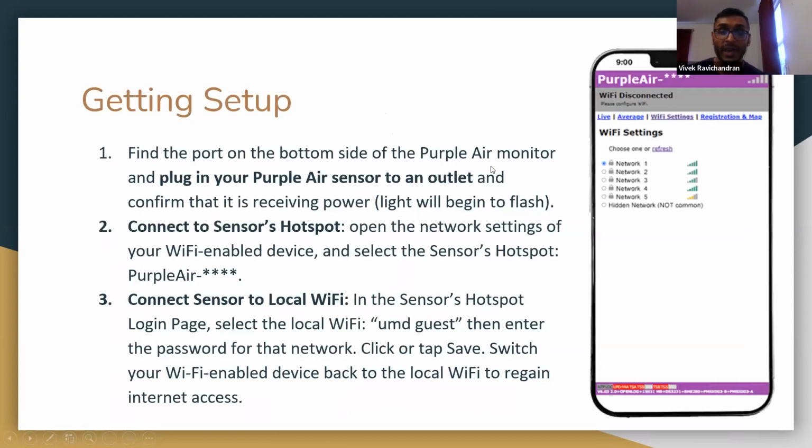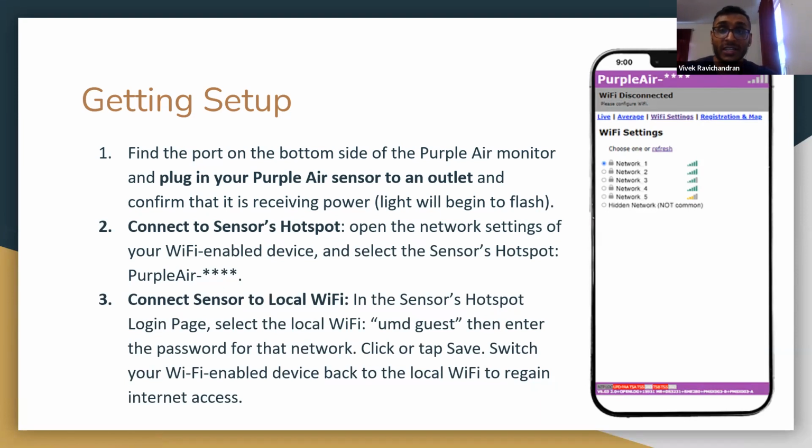So what do you do when you have all of that? Well, you want to find the port in your Purple Air monitor and plug it into an outlet, as I had mentioned earlier. Once you do that, a light will flash, and that will indicate that it is receiving power, so that it's on and it's working well. Once that's the case, and I know we can't really do a live demonstration because we don't have Purple Airs on deck, but you'll want to connect to its hotspot.